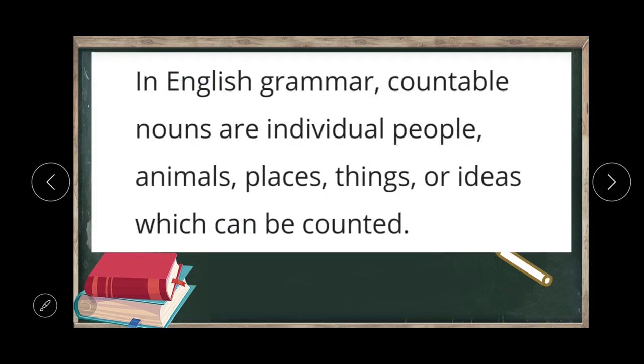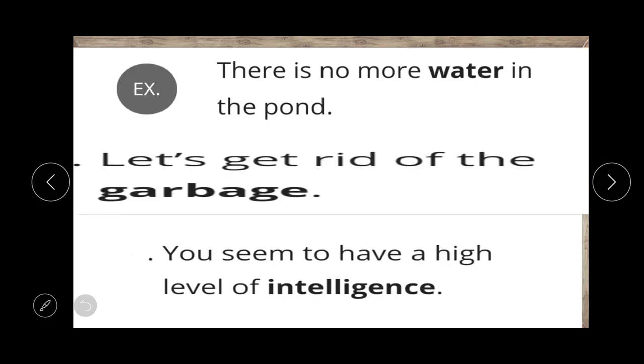Now let me give you the definition of countable noun. So in English grammar, countable nouns are individual people, animals, places, things or ideas which can be counted. So I hope you have understood the countable noun. Now next let me proceed to the uncountable nouns.